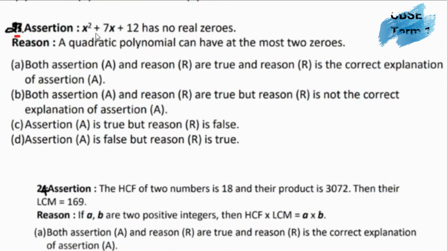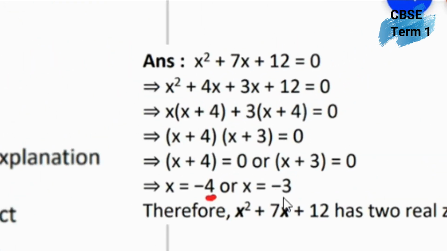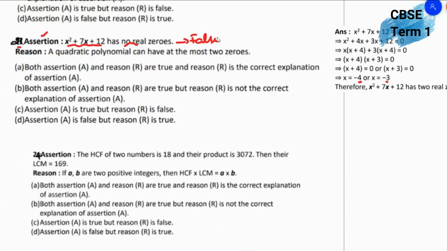23rd question. Assertion: x square plus 7x plus 12 has no zeros. Reason: a quadratic polynomial can have at most two zeros. We'll see the assertion first. x square plus 7x plus 12 has no zeros is a false statement, because if you do the factorization for x square plus 7x plus 12, we have two zeros, minus 4 and minus 3. But here in the assertion there are no zeros, so the assertion is a false statement.